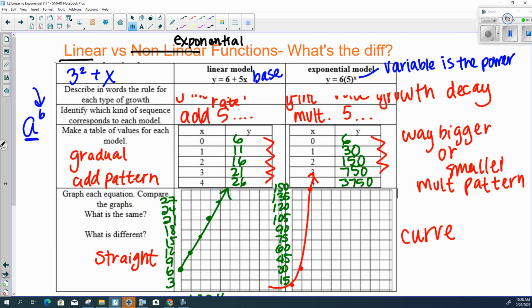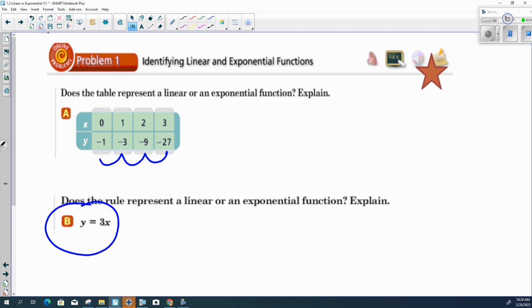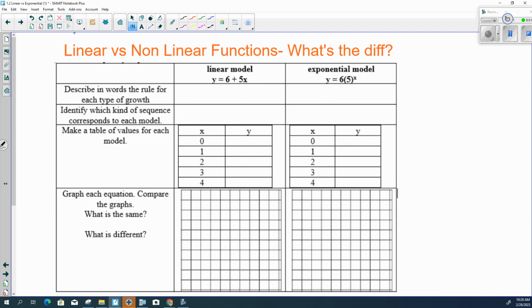So, whoa, I did not clear these off. On your notes, we are going to talk about how they look differently on tables, on graphs, in equations, and in words. So let's start with the linear model. Describe in words the rule for each type of growth.